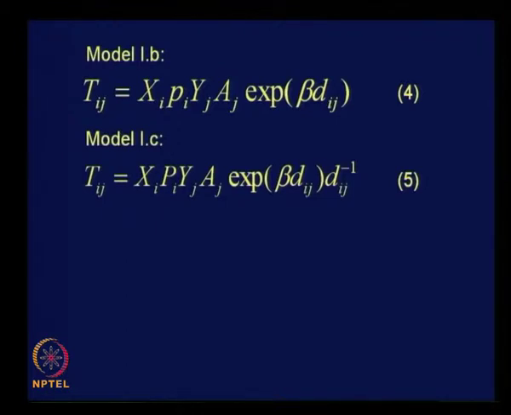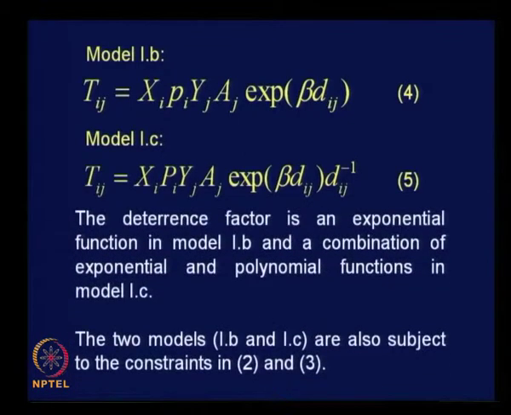Okay. So we had three formulations in the doubly constrained gravity model, and then the deterrence factor is an exponential function in model 1B as we have seen, and a combination of exponential and polynomial functions in model 1C, is not it? The two models 1B and 1C are also subject to the constraints in 2 and 3, as we have seen, constraints related to xi and yj, constraints related to production and attraction, that is the meaning.